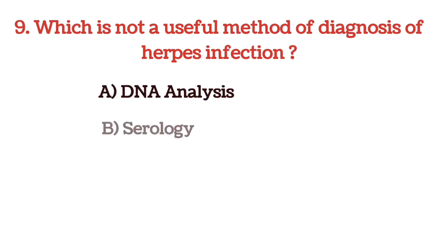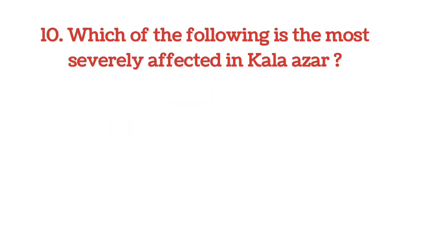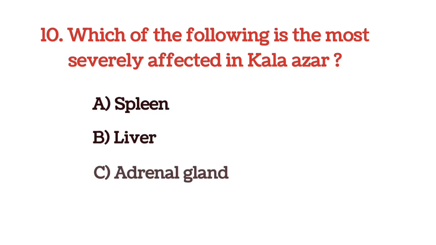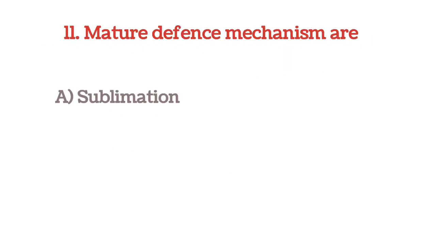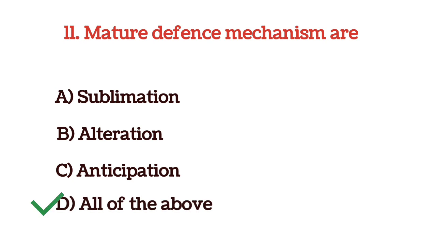Which is not a useful method of diagnosis of herpes infection, and the options are DNA analysis, serology, tissue culture and microscopy, and the answer is option A, DNA analysis. Which of the following is the most severely affected in Kala Azar? Options are spleen, liver, adrenal gland and bone marrow, and the answer is option A, spleen. Mature defense mechanisms are, and the options are sublimation, alteration, anticipation and all of the above, and the answer is option D, all of the above.